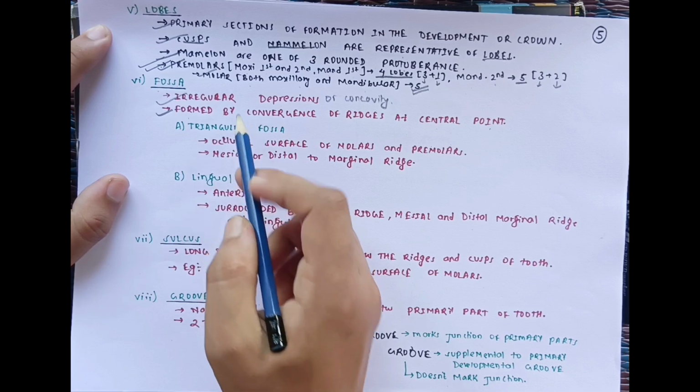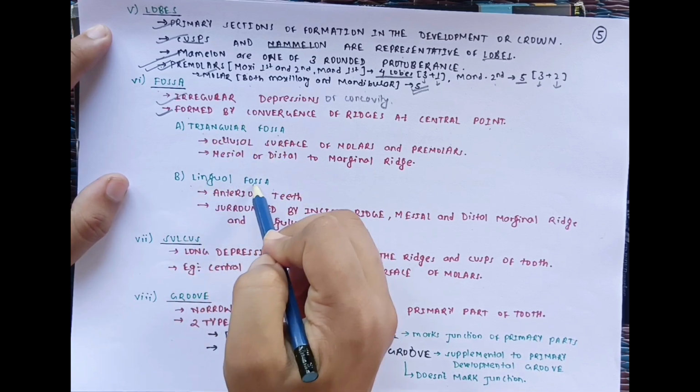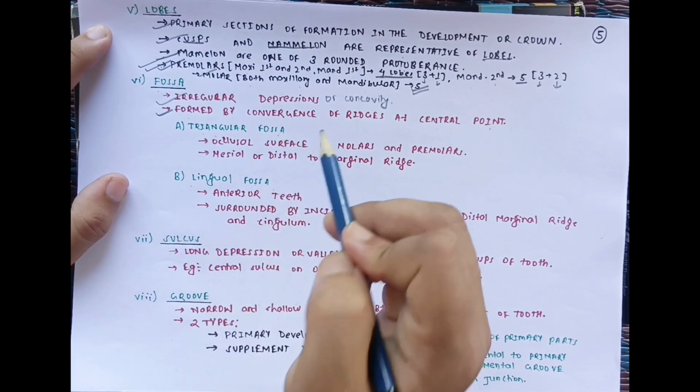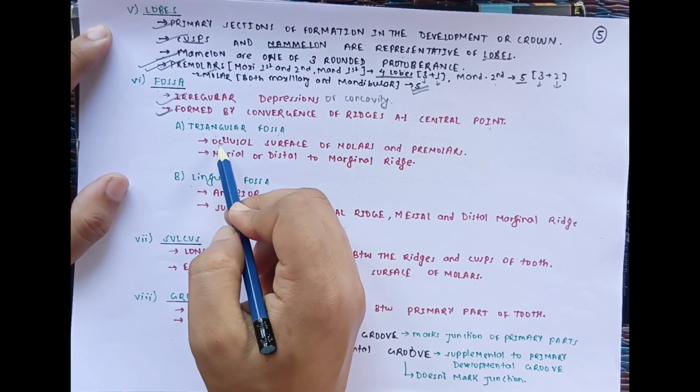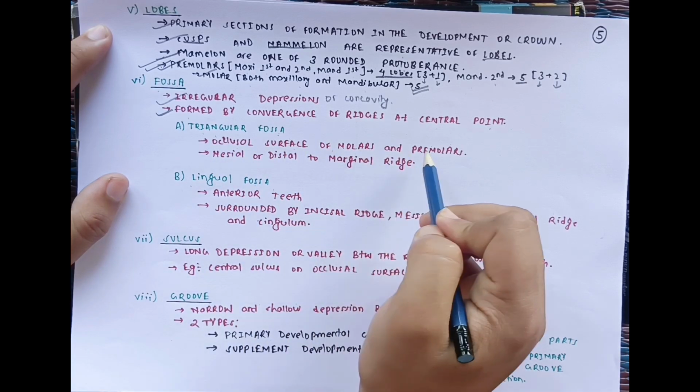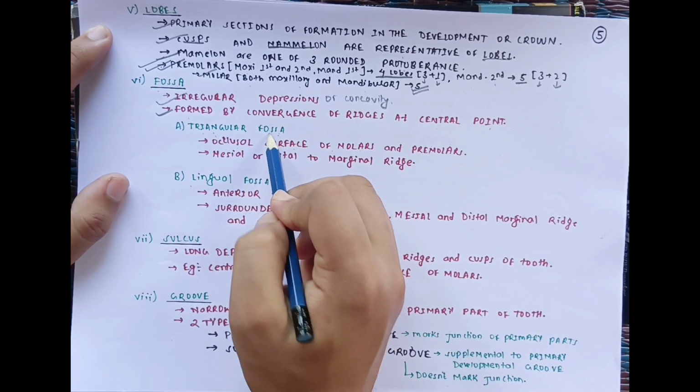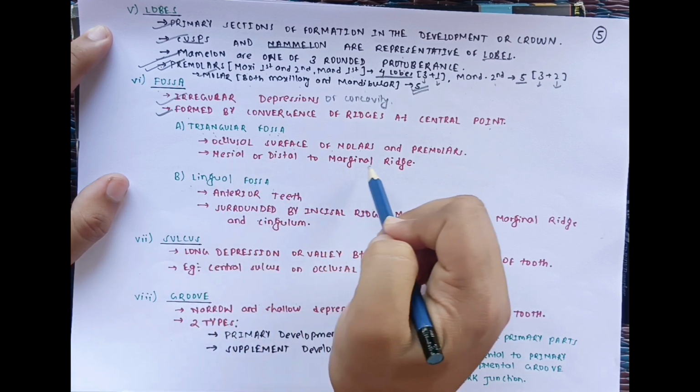So it is a depression, or irregular depression, formed by the convergence of ridges. There are 2 fossae: one is the triangular fossa and another is the lingual fossa. In the triangular fossa, as I have written here, the occlusal surface of the molars and the premolars constitutes the triangular fossa, mesial or distal to the marginal ridge.